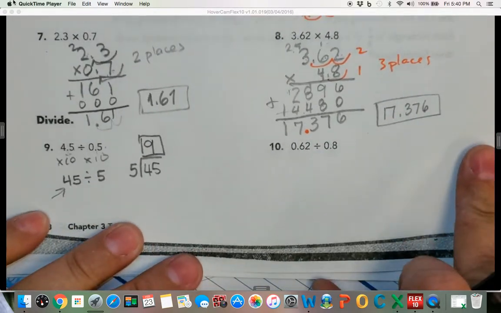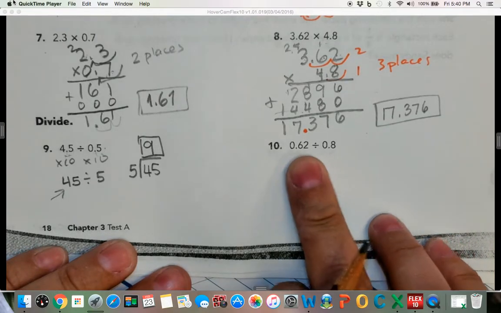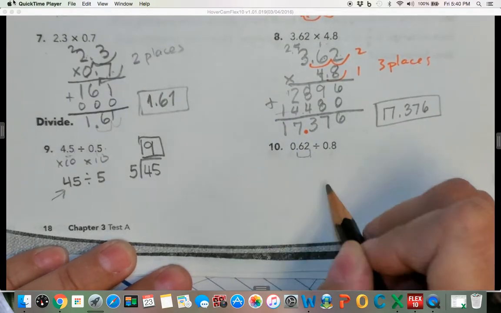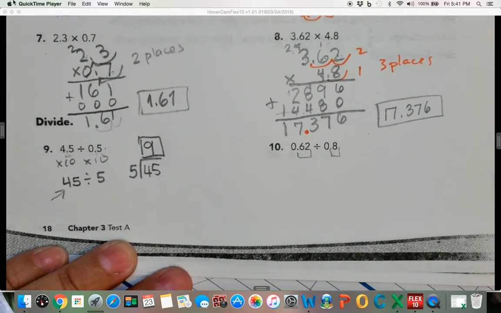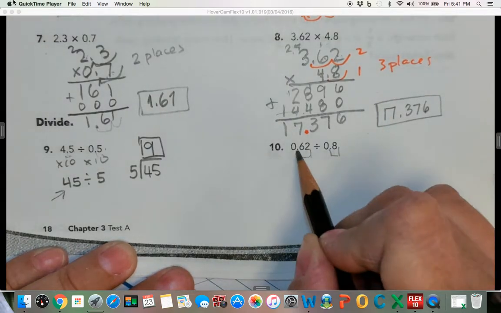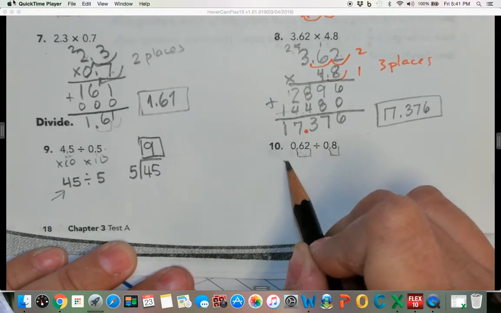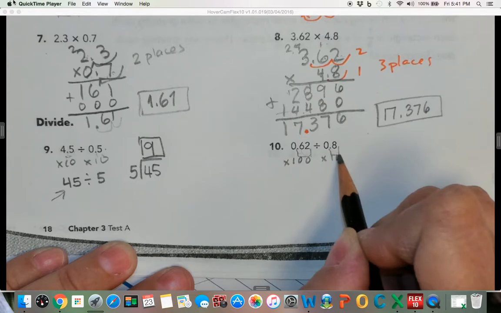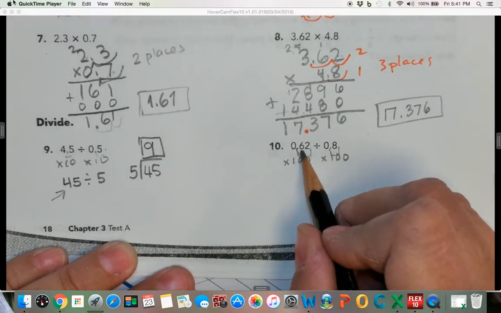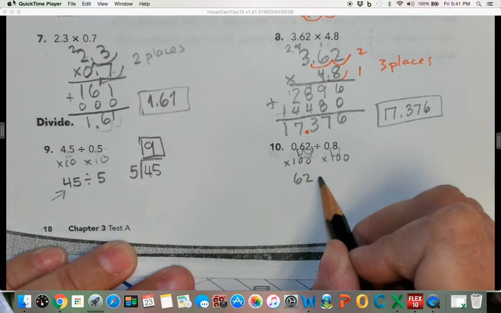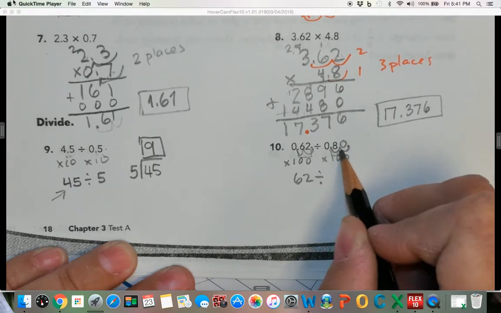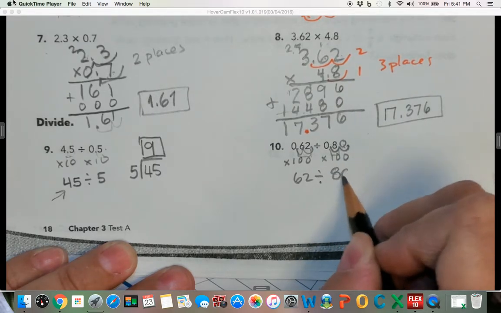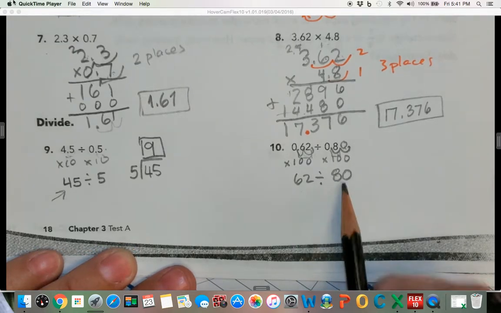This one is a little more difficult because I have one that is in the hundredths place and one that is in the tenths place. But I have to multiply them both by the same power of 10. So I'm going to do it by moving this decimal over twice, which is 100. That means 1, 2, 62. And that means 1, 2. And I have to have that placeholder 0. My numbers become 62 divided by 80.